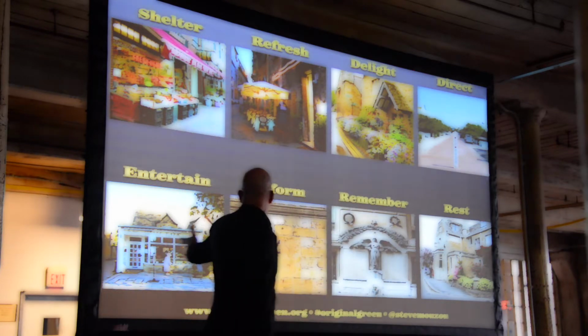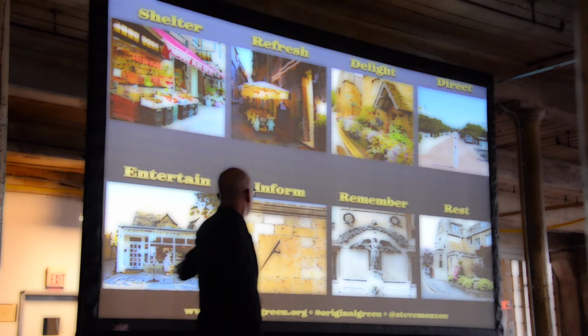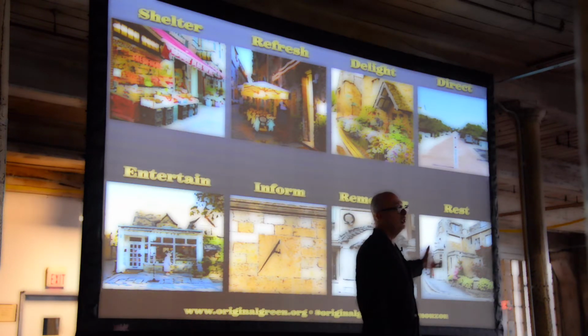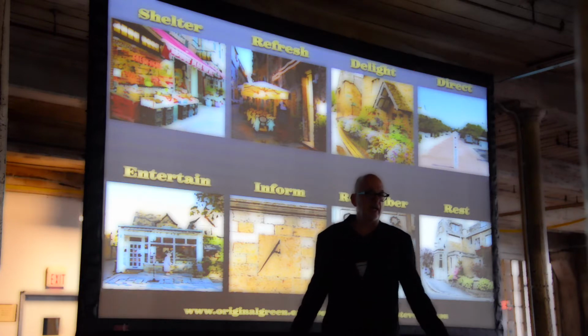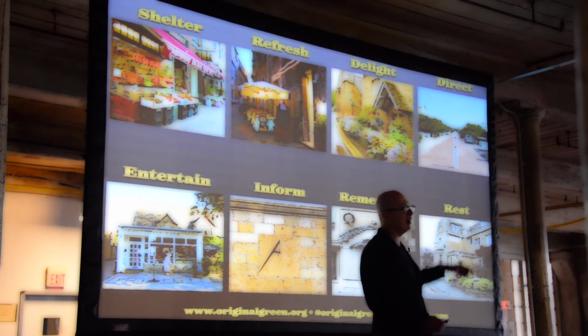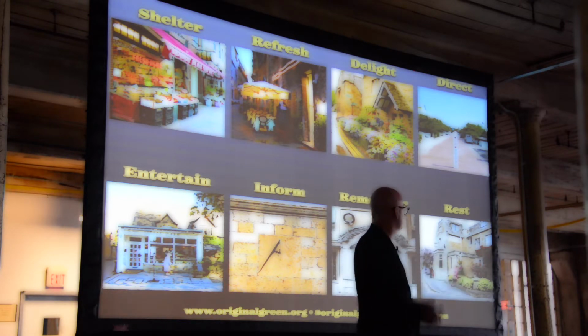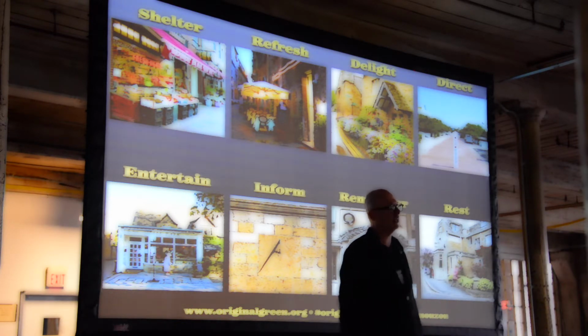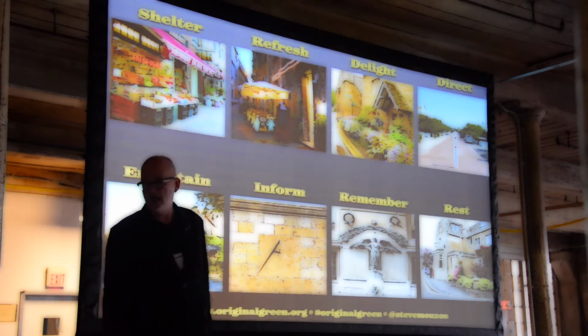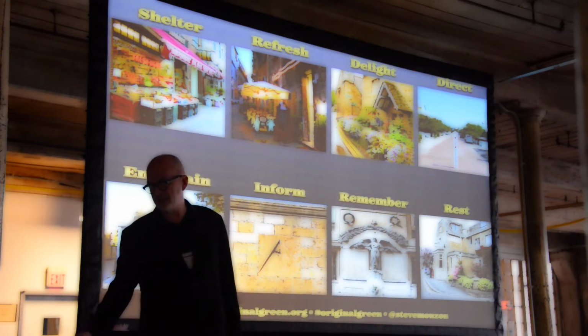It can entertain them like a great storefront. It can inform them like a clock or sundial. It can help them remember like this memorial, or it can simply give them a place to rest. Now, as you see, Wanda here is not actually even sitting on a bench, but that's a bollard that is actually shaped in such a way that you can kind of lean back against it and rest there. So it doesn't just have to be park benches. That's not the only way of giving people a place to rest.